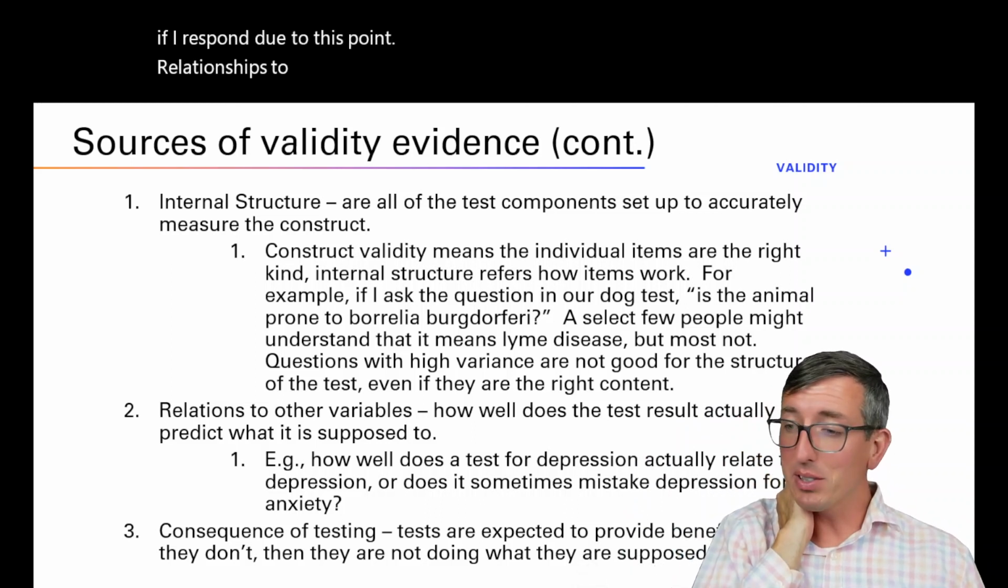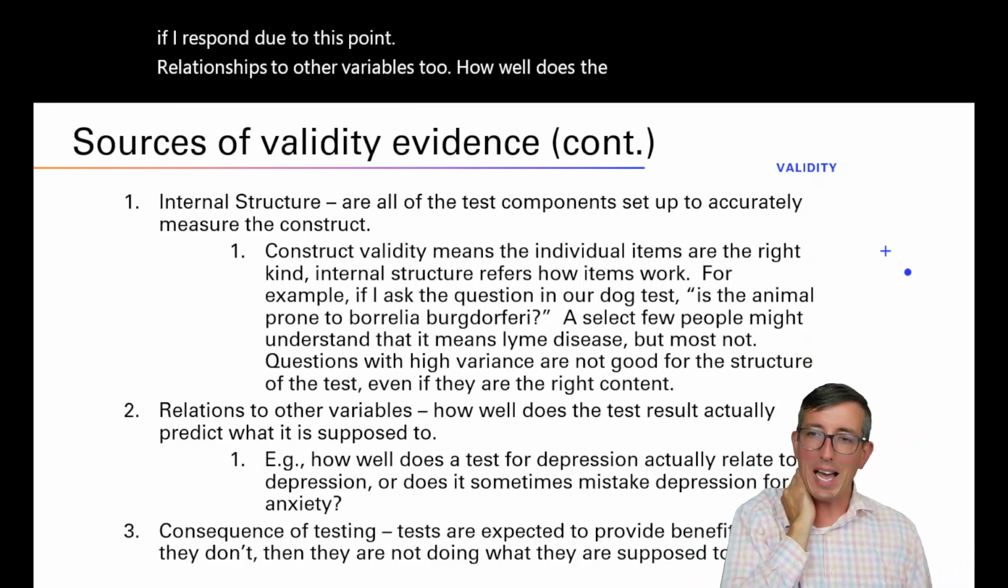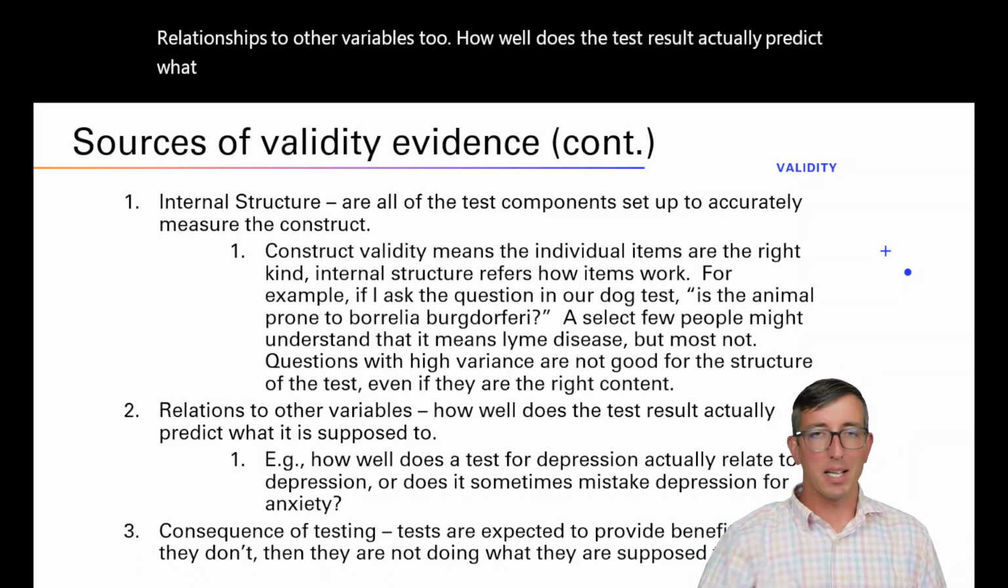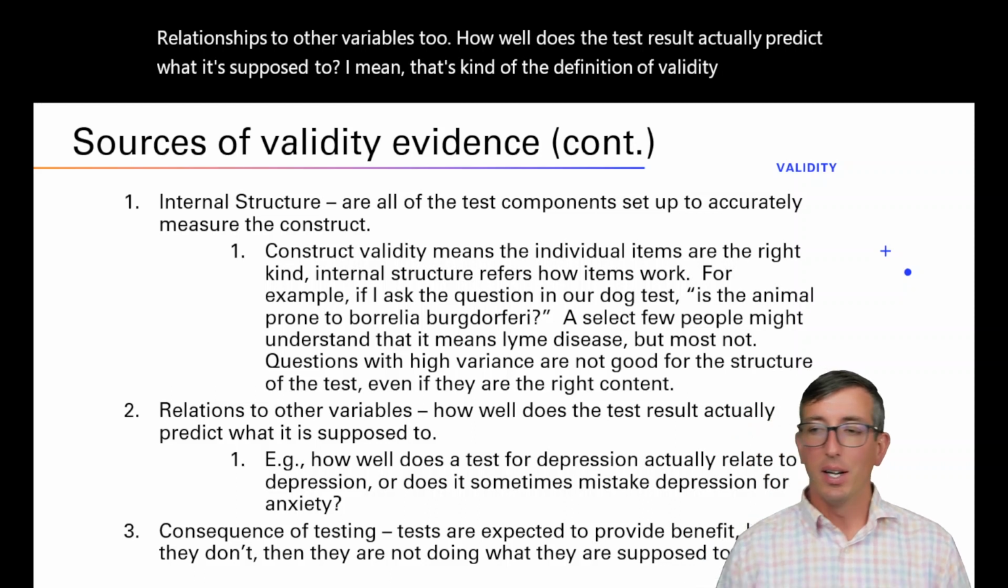Relationships to other variables too. How well does the test result actually predict what it's supposed to? I mean, that's kind of the definition of validity right there.